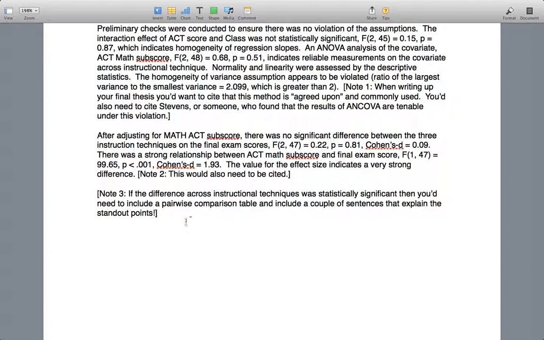Okay, so guys, note 3, if there was a difference in instructional technique, you'd want to include a table that has the pairwise comparisons. Look at the point estimate, look at your test statistic, and report your p-value. In fact, I even think it would be a good idea even if you don't have statistical significance.